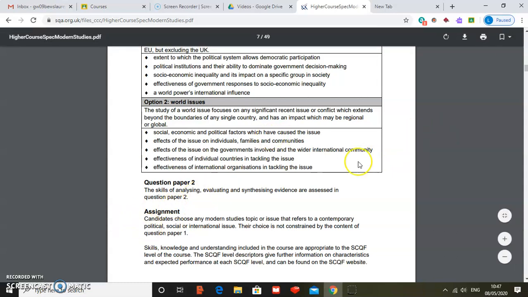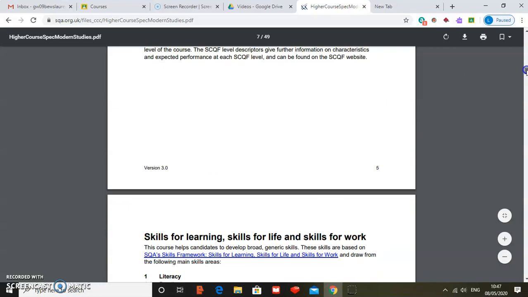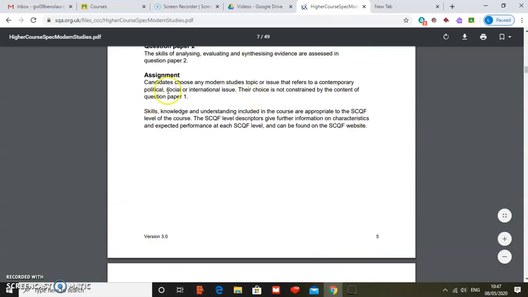Now for question paper 2, it says here you need to understand all the different ways of analysing, evaluating, and synthesising evidence. And then the last section, of course, is all talking about your assignment and about how the assignment should be done. And you don't have to just do the area of question paper 1.